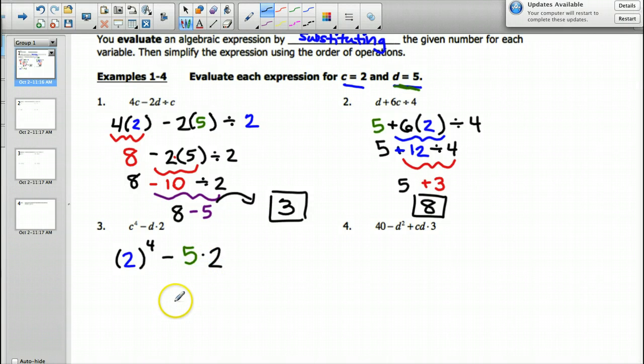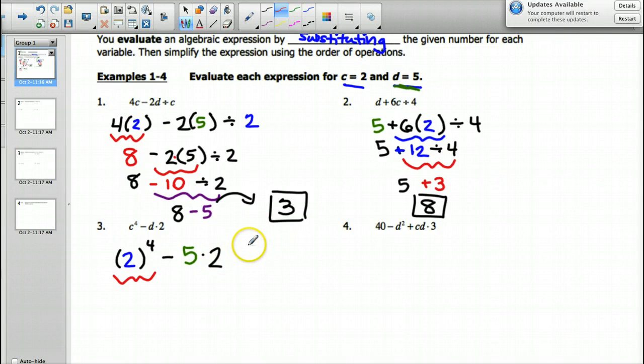So just like this. Now we're going to do our order of operations, which says we're going to do what's inside grouping symbols first, and then after we do what's inside grouping symbols, we do exponents. So the first thing I can do for this problem are my exponents. 2 to the fourth power is 2 times 2 times 2 times 2.